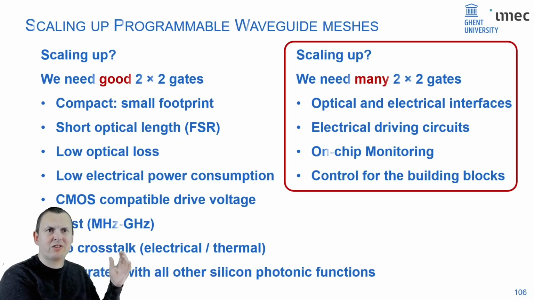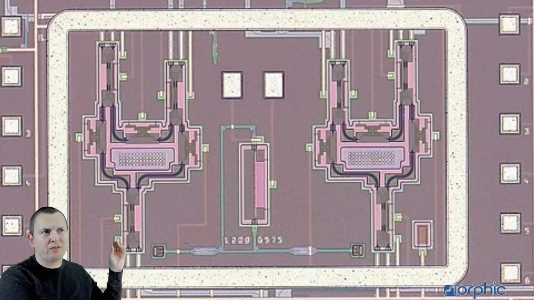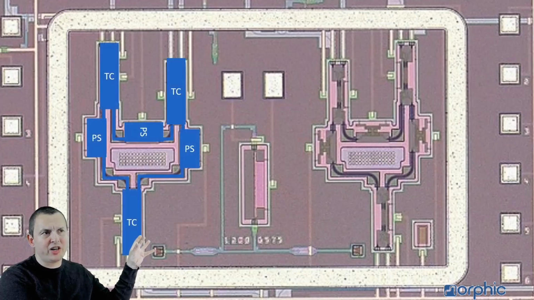Just to give you an idea of the scale, this is an example of a MEMS device circuit, part of a larger programmable photonic circuit, where you can see in each of these Y-shaped subcircuits 3 tunable couplers and 3 phase shifters.